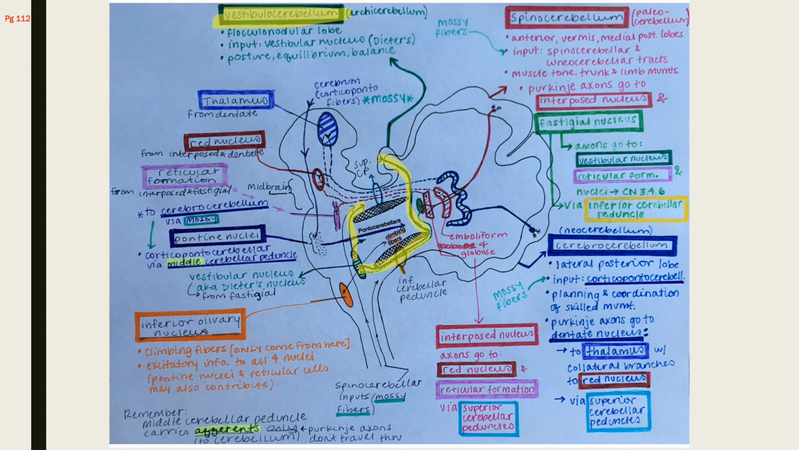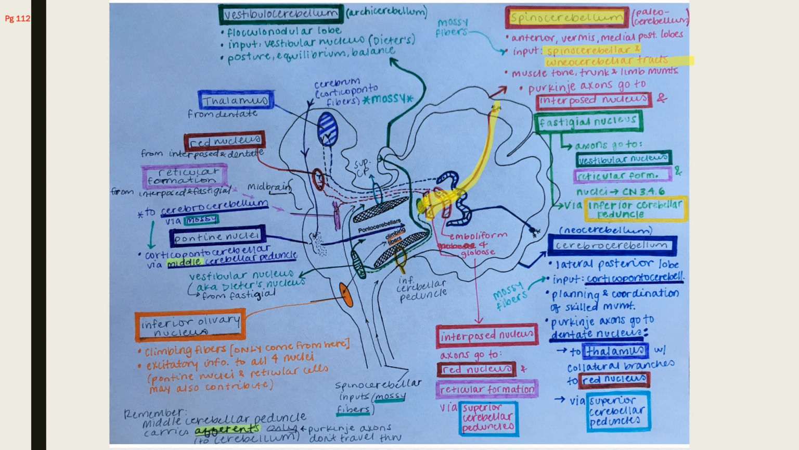So we're going to have our axons coming from that, going up, synapsing in the vestibulocerebellum. And then from there, we said this one's easy because our Purkinje axons are leaving and going right back to where they came from. So we're going from the vestibular nucleus to the vestibulocerebellum, and then right back to the vestibular nucleus. So that one's pretty easy.